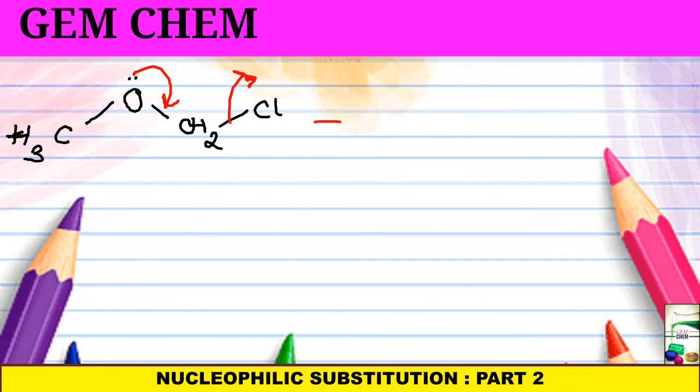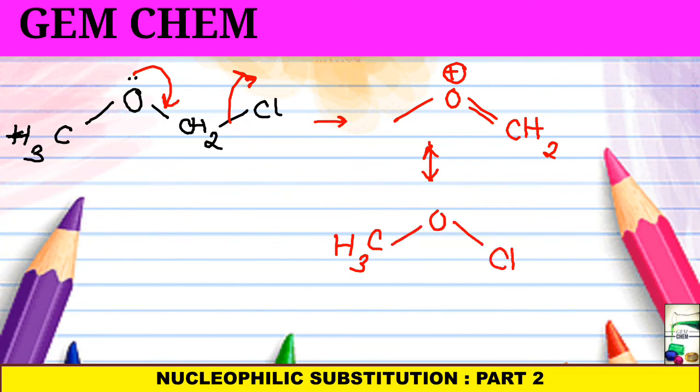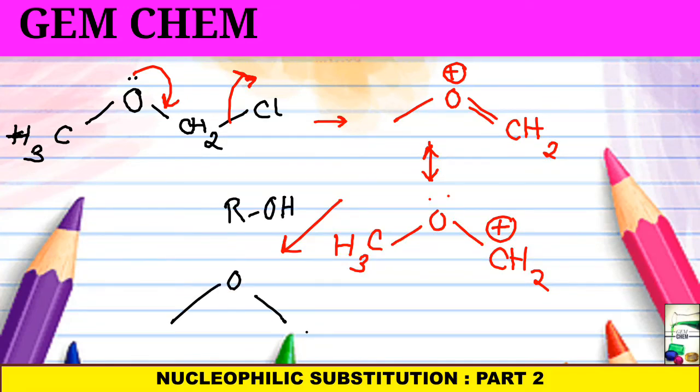So ultimately what we get is this one, that is CH3O double bond CH2 with a positive charge, and this can contribute like this, that is CH3O-CH2 with a positive charge, and this on being reacted with ROH produces CH3O-CH2-OR, and this ether formation is done very nicely in an SN1 reaction.